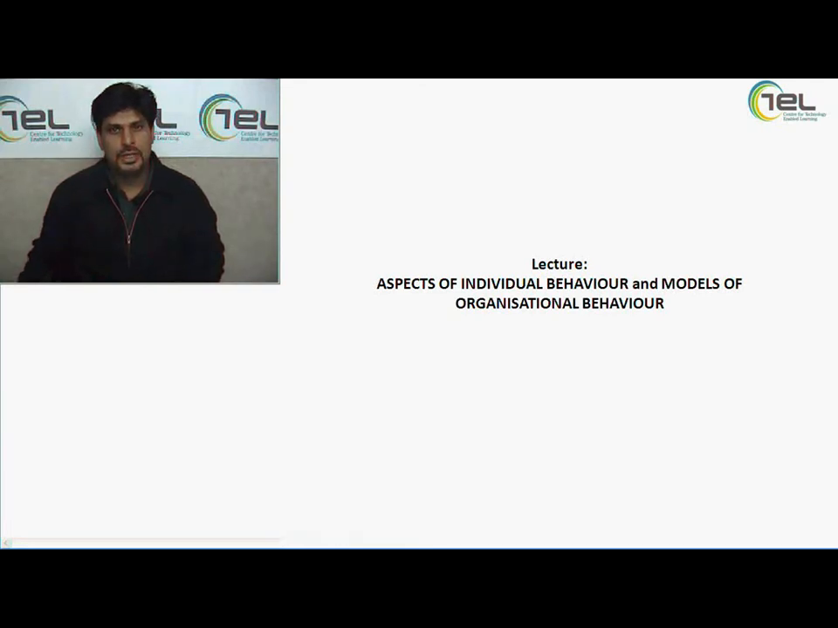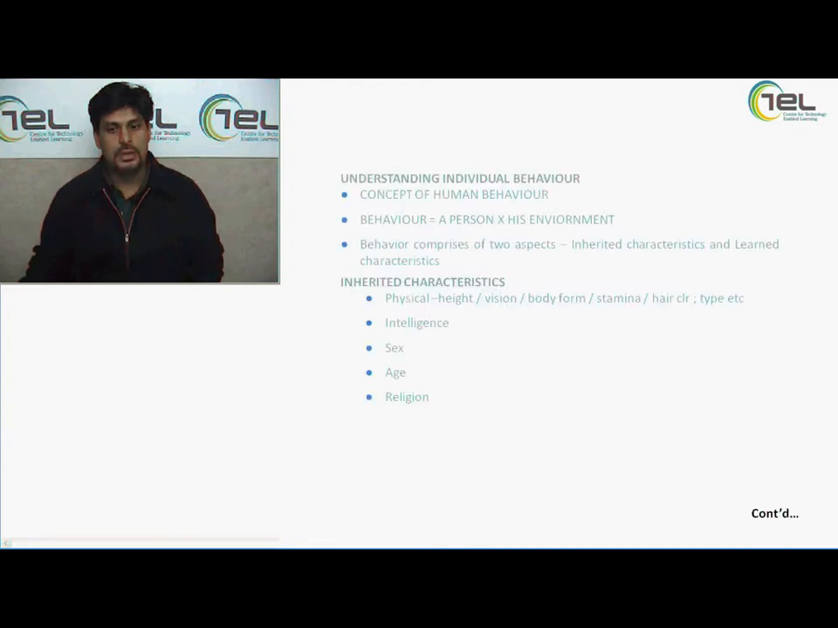Greetings. Today what we are going to look at is basically the components which help us in identifying an individual's behavior, followed by the models of organizational behavior. The first aspect that we are going to understand is what makes us behave in a particular manner, or what are the things which make a person behave the way he or she does.